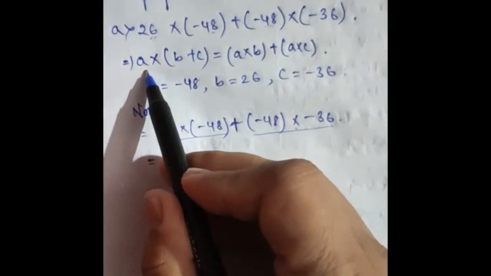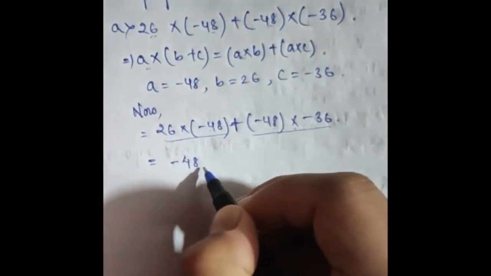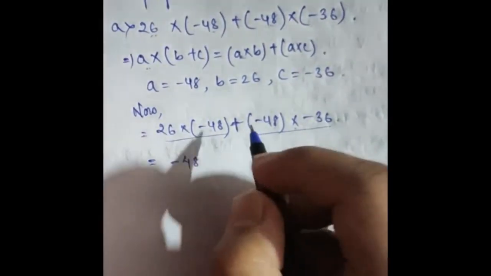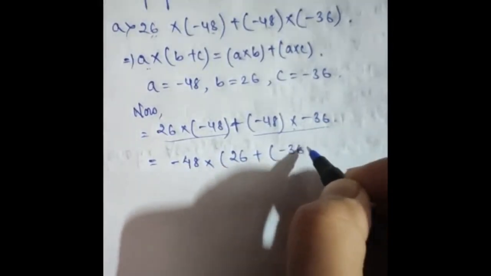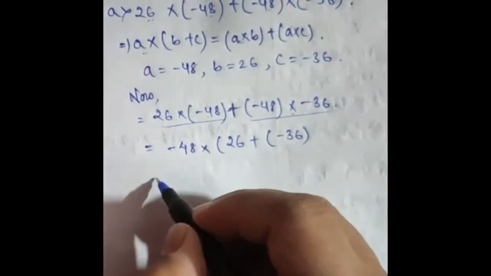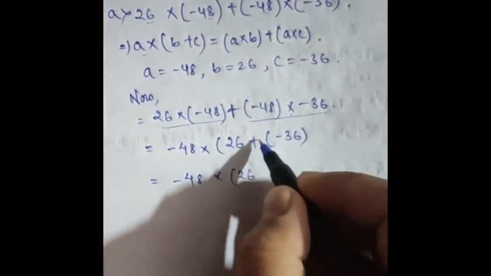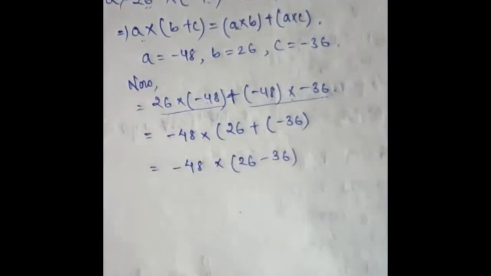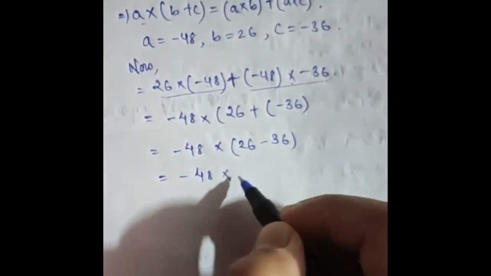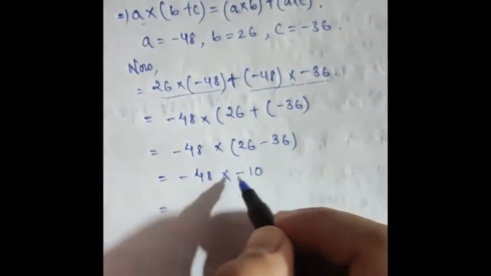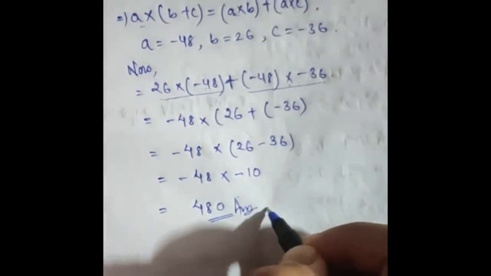Similarly, we will do that only. Minus 48, A, is common here, no? In both the terms. So A was taken common out. Whatever is common, you take that out. Okay. Minus 48 is common, so I am taking this out, into 26 plus minus 36. Okay. I hope you are clear with this. So next, minus 48 into 26 plus minus 36, that is minus 36, right, is equal to minus 48 into 26 minus 36, which is minus 10, and minus into minus is plus, so 480 is your answer. Okay, I hope you are clear with this.